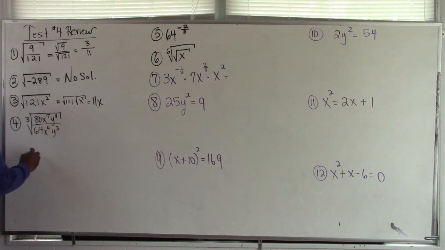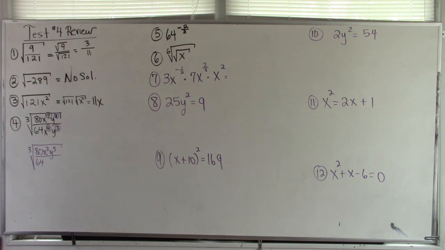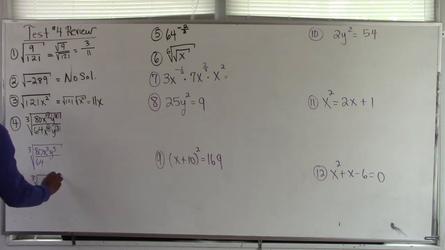So we're going to have the cube root of 80, x to the 7 minus 4, which is 3, x cubed, and y to the 8 minus 3, which is 5, y to the 5th, over 64. That's step 1, simplify the variables. Step 2, split them up. So I have the cube root of 80x cubed y to the 5th, divided by the cube root of 64.